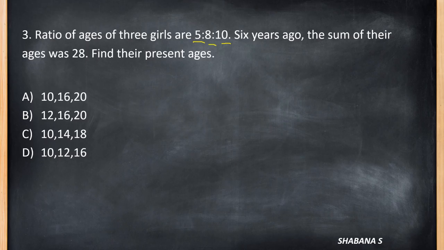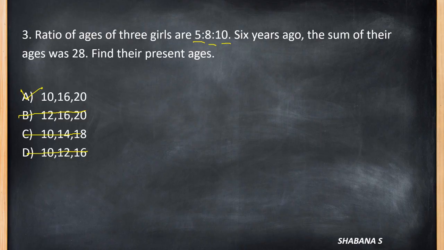If you look at the options, you can easily rule out option B because 12 is in no proportion with 5. And then we have 10, 16, 20, and 10, 14 and 18. 14 and 18 are in no way proportional with 8 and 10, so I can rule out that also. And 12 and 16 are also in no way proportional with 8 and 10, so I'll rule out that as well. So I'll end up saying 10, 16 and 20. But this alone is not enough.